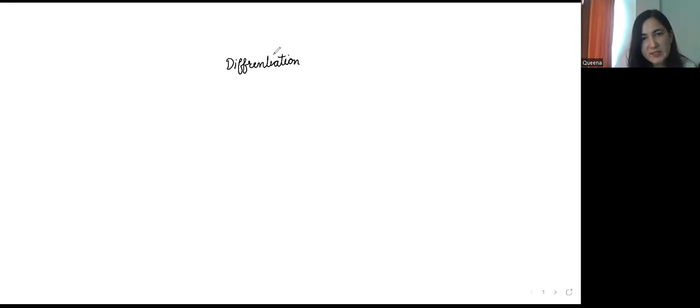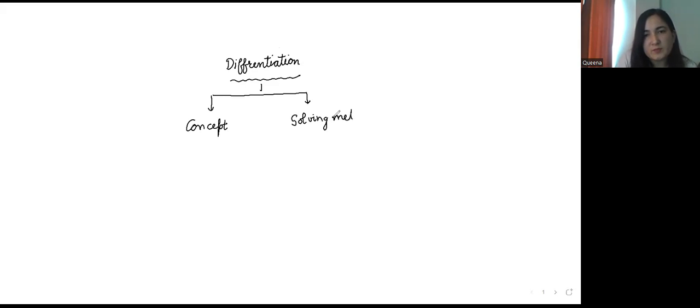We will divide the topic of differentiation into two parts. One part is the concept and the other part is the solving method. So here in this lecture, we will be talking about the concept only. Once you get the concept of differentiation, the solving part will automatically become easy for you, right? So let us start with the concept of differentiation.